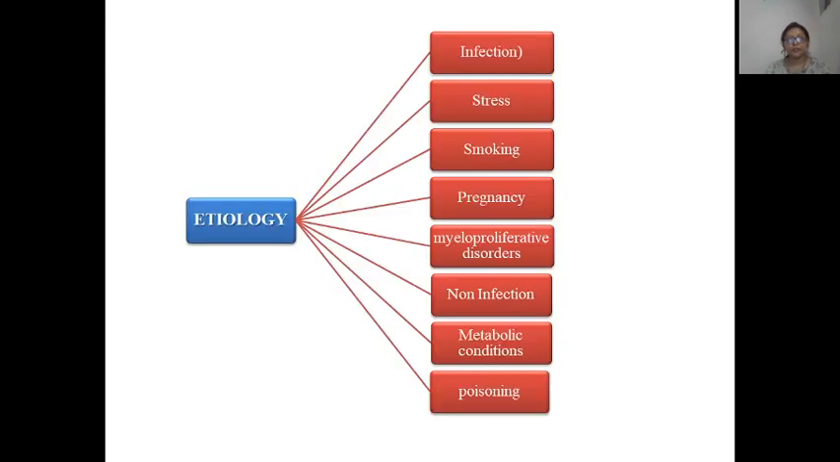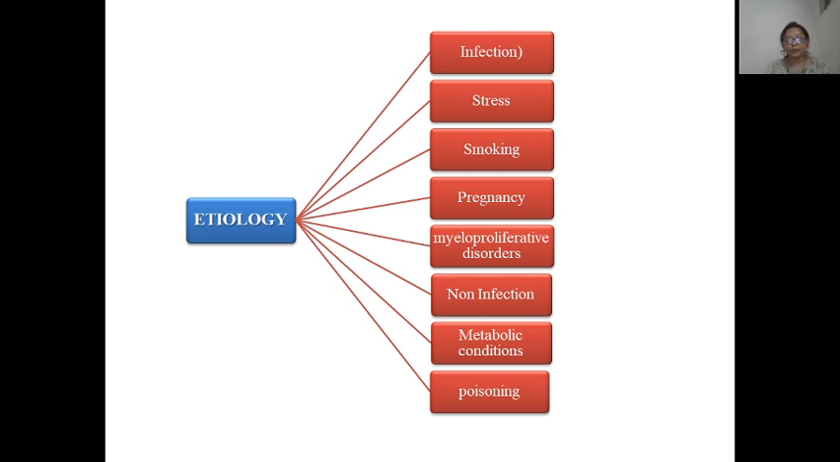Now, the etiologies are infections, bacterial and mostly viral, for example Epstein-Barr virus and respiratory syncytial virus, as well as stress, smoking, pregnancy, and myeloproliferative disorders. In cases of non-infectious causes, there is metabolic or systemic disease, and poisoning by various metals, such as mercury.